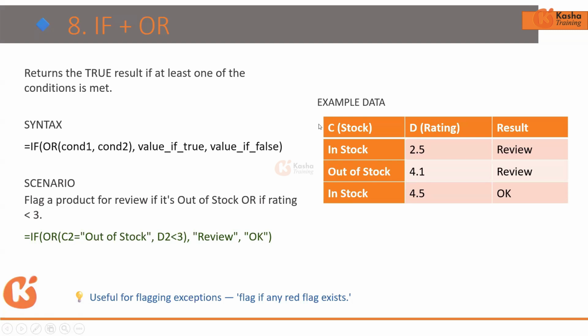Now this is in stock. Here you can see C2 is in stock, and for this one you can see D2 should be less than 3. So this is also not met. This is also not met. So here the result is coming as OK. So this is where you can use IF plus OR.